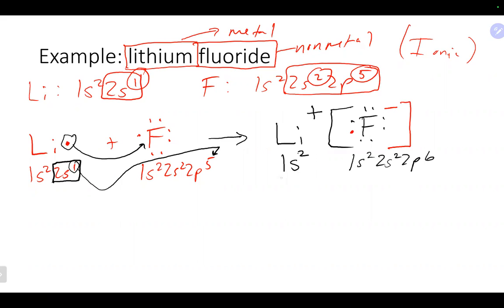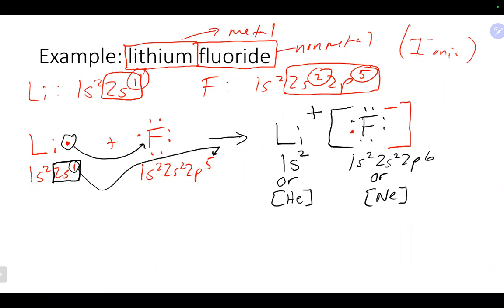On the periodic table, who has a configuration of 1s2? Who is number 2 on the periodic table? Helium. Helium is what type of element? It's a noble gas. So lithium here, by giving away its 1 electron, backed up in terms of its electron configuration, and now is isoelectronic, which means it has the same electron configuration as helium, which makes it really stable in this situation. When we look at what happened with the fluoride, it now has 10 electrons. And on the periodic table, number 10 is neon, which is also a noble gas.